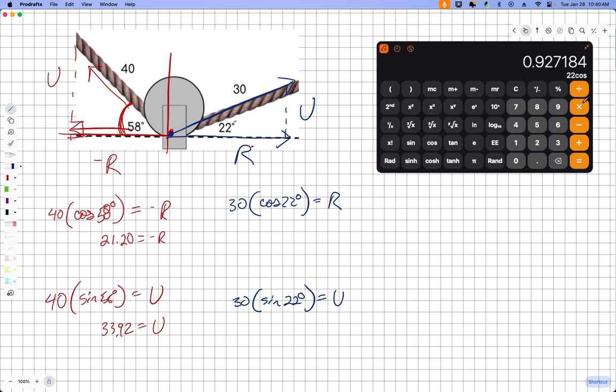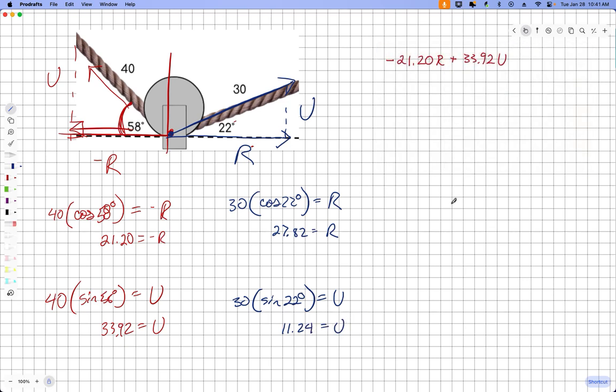22 cosine times 30 is 27.82. And then we do the 22 sine times 30, which is 11.24, is our u. Okay, so now we just have to rewrite that, and that's going to be positive 27.82 r, positive 11.24 u.